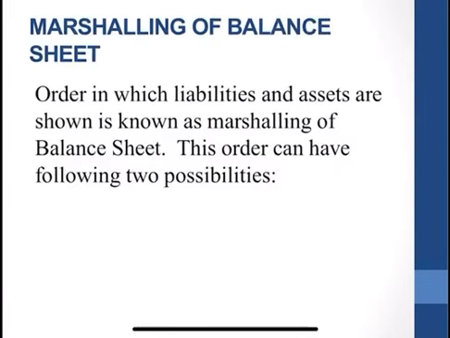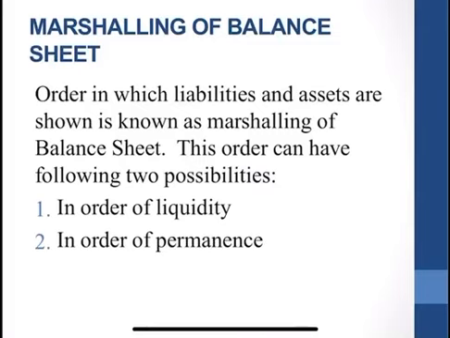Marshalling of balance sheet is the order in which liabilities and assets are shown in the balance sheet. And there are two possibilities. First, in order of liquidity. In this, cash or bank balance or other assets which can be converted into cash easily are shown first, and fixed assets are shown next. Similarly, on the liability side, current liabilities are followed by long-term liabilities and fixed liabilities.